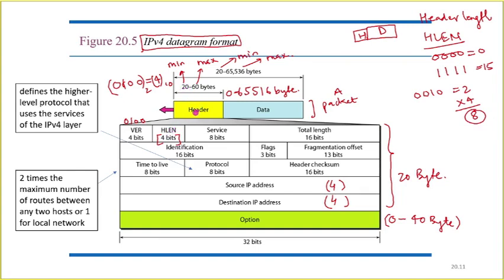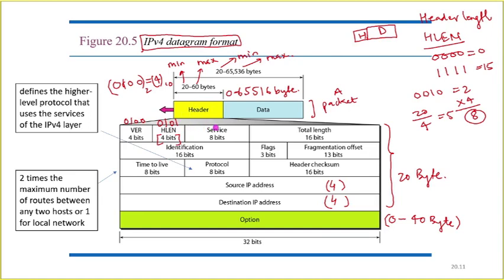But here the minimum length of the header is defined as 20. If 20 is the minimum length, what will be the value of the 4 bits? That is 20 divided by 4, which is 5. So the minimum value of this header length will be 5, that is 0, 1, 0, 1. Whatever the 4-bit value, its decimal equivalent after multiplying by 4 gives the total number of bytes in the header. So H length indicates the length of the header.